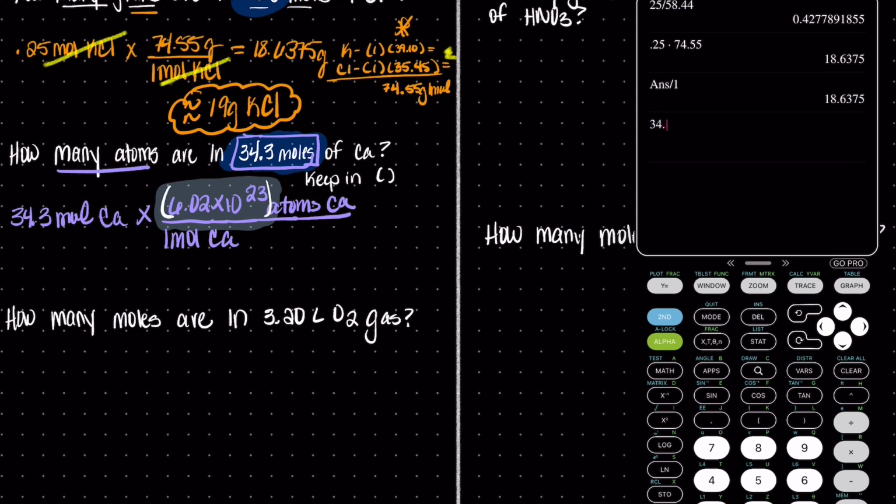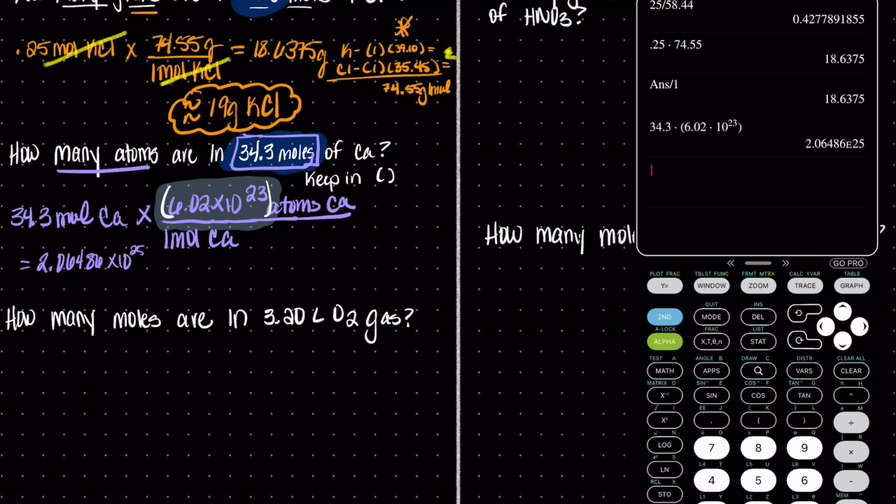So I'm just going to go 34.3 times parentheses 6.02 times 10 to the 23rd. Your reference sheet gives you one more decimal than I do. My notes are established at 6.02 times 10 to the 23rd. Okay, so make sure we have that in common. So I get that whopping 2.06486 times 10 to the 25th.